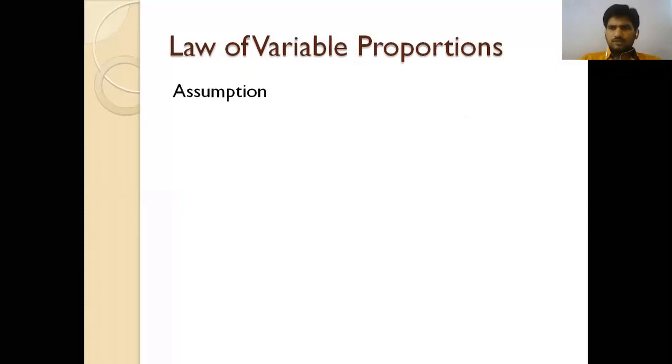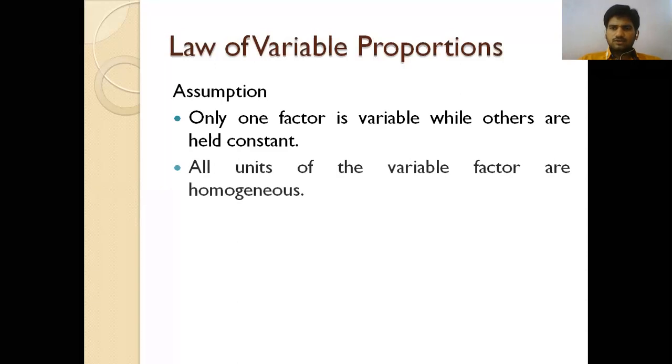Here are some of the assumptions. This is simply about the total inputs and outputs and the factors. We have already seen the assumptions of each production function, so finally we conclude. These are the main assumptions in the law of variable proportions. Only one factor is variable while the others are held constant. All units of the variable factor are homogeneous. So the inputs are homogeneous, and the constant inputs are too. That means the same type of inputs. Homogeneous means the same types.